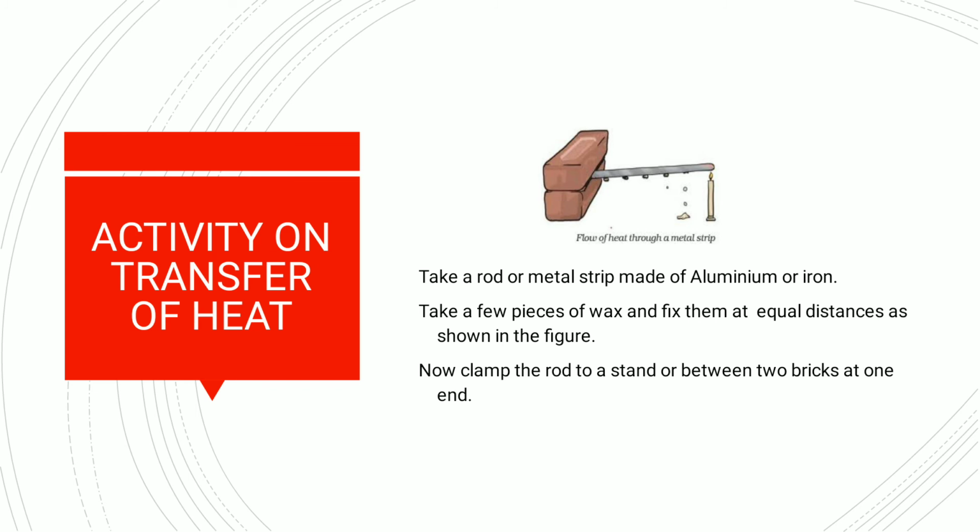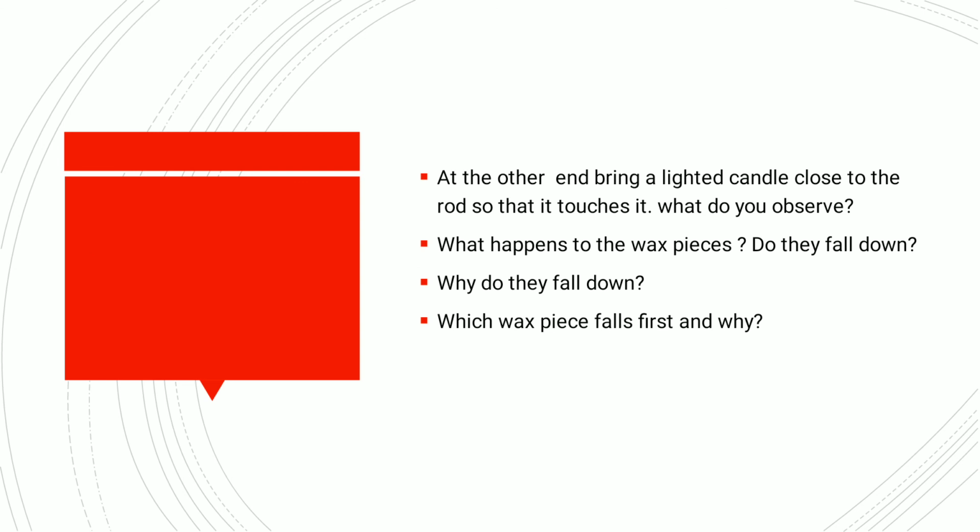You can see over here in the figure that the metallic rod or the metallic strip which is made of aluminium or iron is put between two bricks. At the other end, bring a lighted candle close to the rod so that it touches it. What do you observe? What happens to the wax pieces? Do they fall down? Why do they fall down? Which wax piece falls first and why?